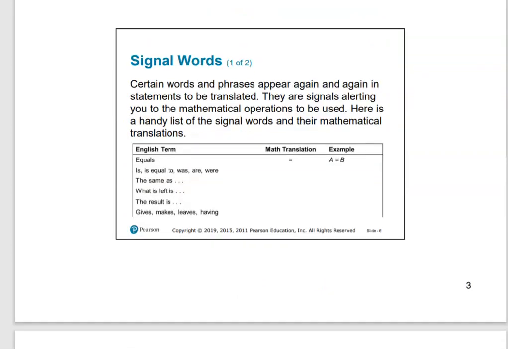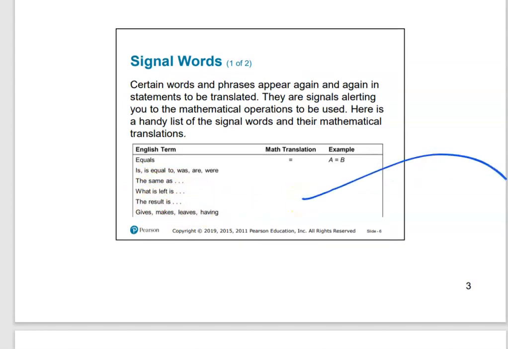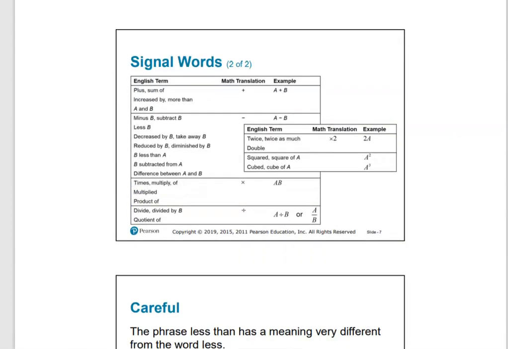So we have certain words and phrases that appear again and again in statements to be translated. They are signals alerting you to the mathematical operations to be used. Here's a handy list of the signal words and their mathematical translation. So equals is supposed to be the word equal. Is equal to, was, are, were, the same as, what is left is, the result is, gives, makes, leaves, having. All of those are like saying equals. So we have some other words that we can talk about.